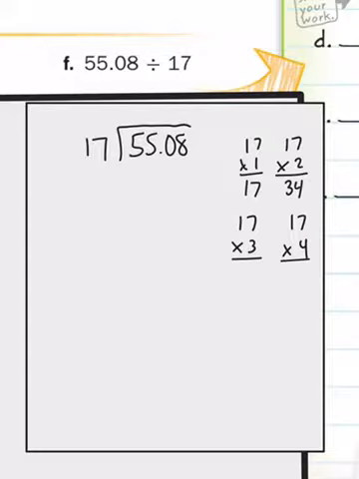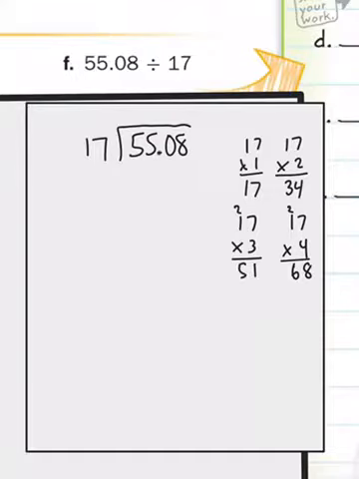17 times 3 I'm going to figure out. So 3 times 7 is 21. 3 times 1 is 3, plus 2 is 5. So I'm up to 51. And 4 times 7 is 28. 4 times 1 is 4, plus 2 is 6, so I'm up to 68. All right, now I'll add more on if I need to, but that's going to be my start.